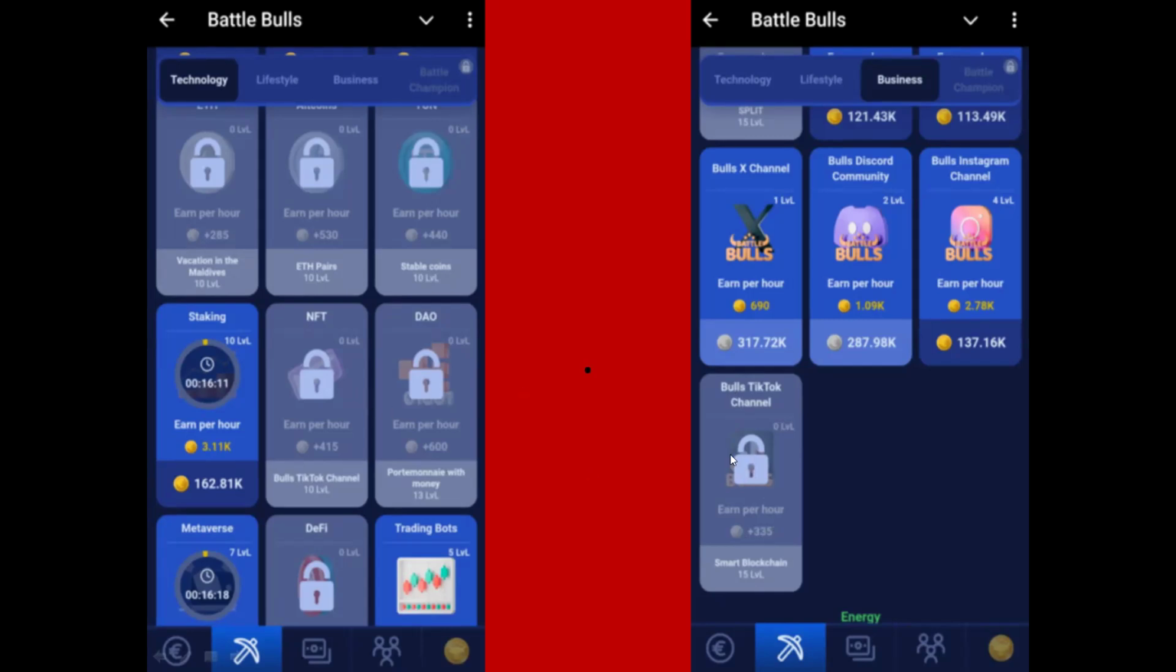So for me to remove this lock on it, I need to go and click on the card with the name Smart Blockchain. How many times? 15 times. So I need to go and click on this card 15 times just to open this lock on Bull's TikTok. And once the lock is open, then I'll need to buy it how many times? 10 times. I need to buy it 10 times in order to open this lock. Now you see the procedure. Now let us go and try to identify where we will find this particular Smart Blockchain card that we'll need to purchase 15 times just to remove this lock.